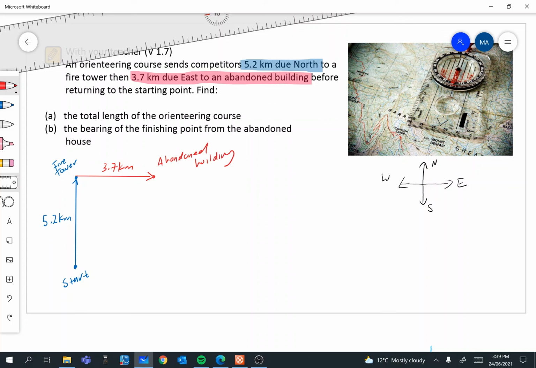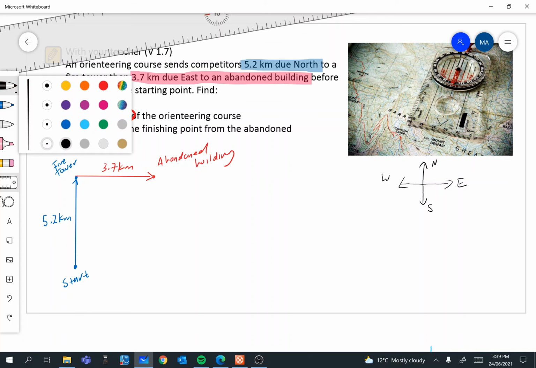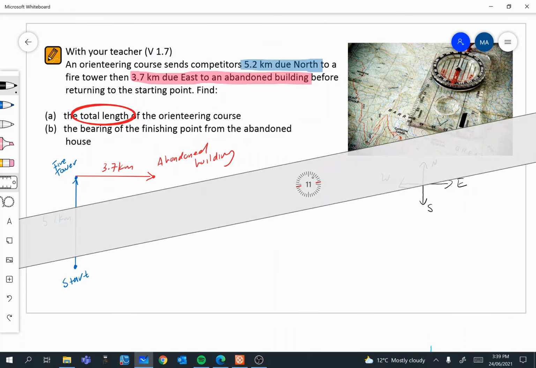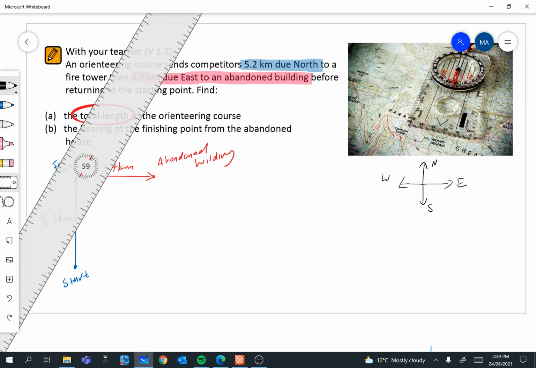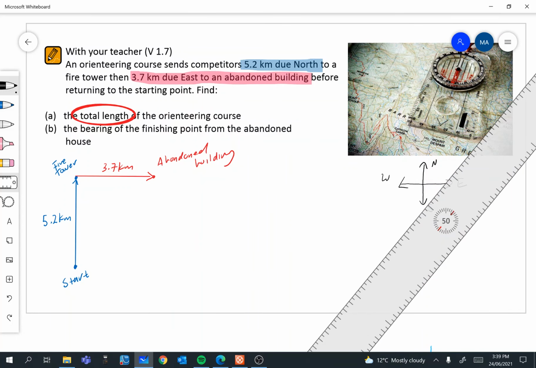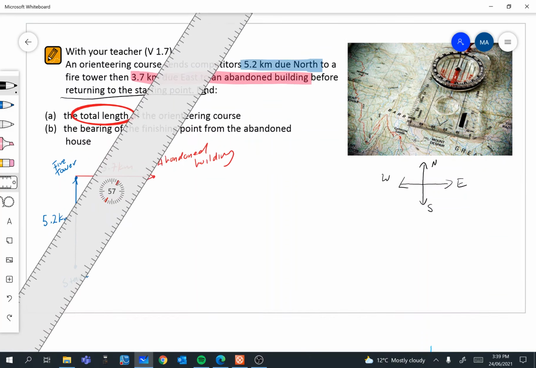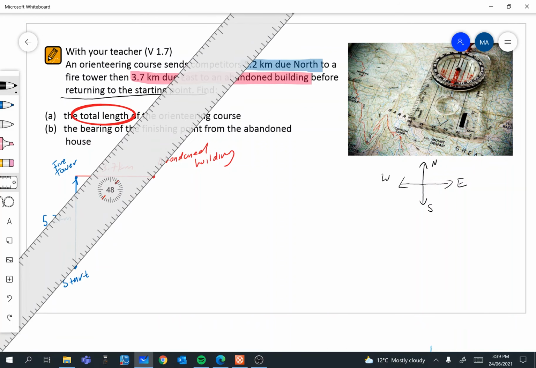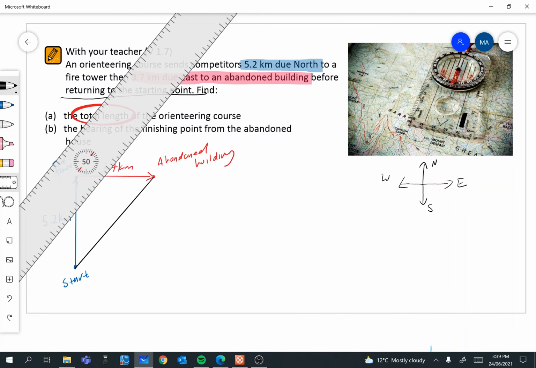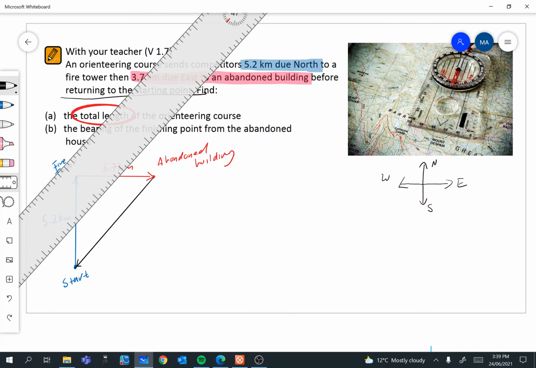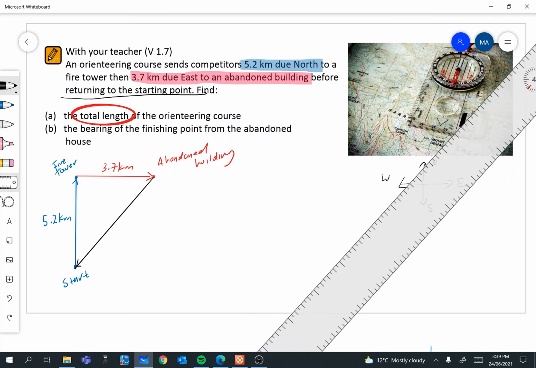So in part A, we're asked to find the total length of this course. So that's going to include the blue and the red legs, those first two legs of the course. But we know that they return to the starting point from there. So they return to their starting point, which means they're going to go from the abandoned building back to the start, like this. So we need to find the length of the black line, or the hypotenuse of this triangle.